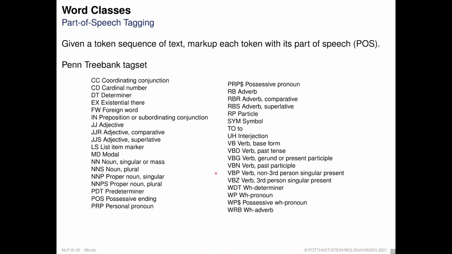Then singular present, non-third person, and third person singular present. So you can see there are several classes for verbs, plus modal verbs on their own. And there are different types of pronouns and determiners, and specifically WH pronouns and determiners have their own categories. So here is a WH determiner, WH pronoun, possessive WH pronoun, whose, and so on.